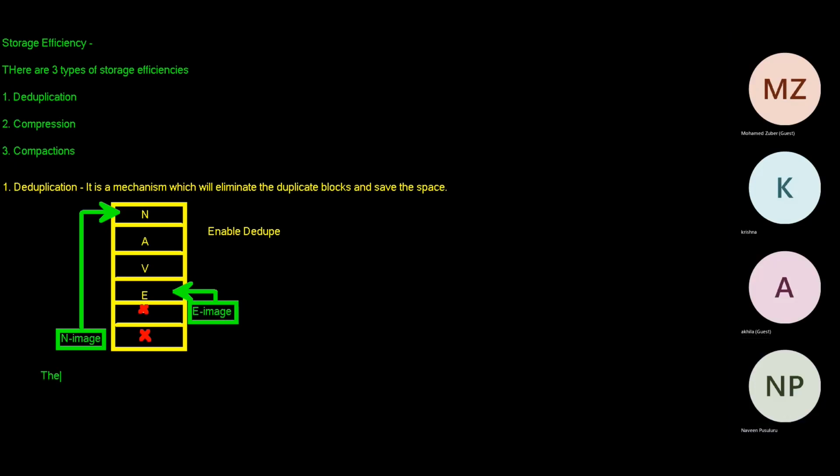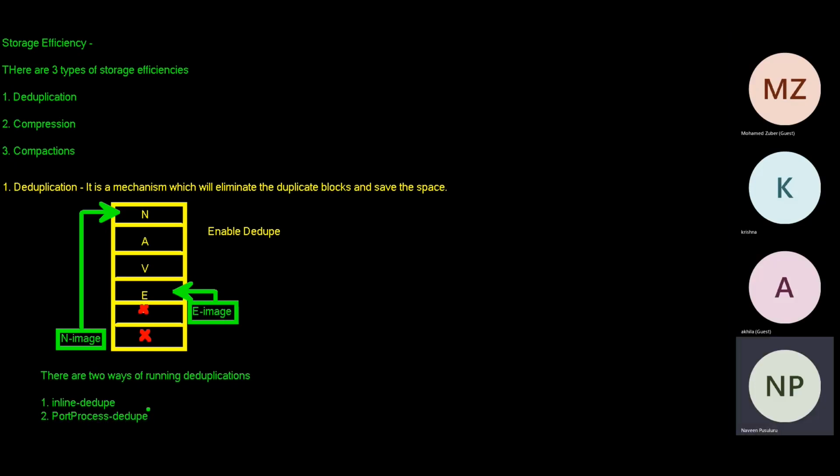So there are two ways of running deduplication. First one is inline dedupe. Second one is post-process dedupe. Okay, inline dedupe and post-process dedupe.